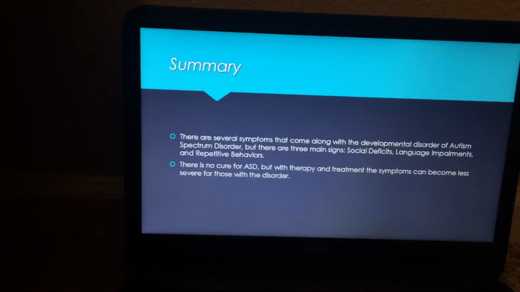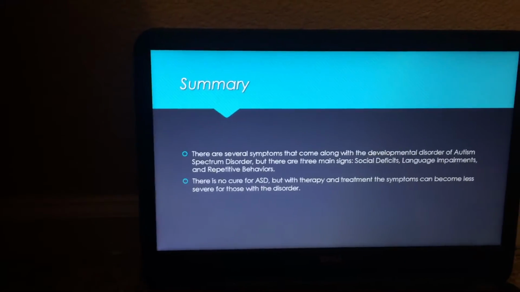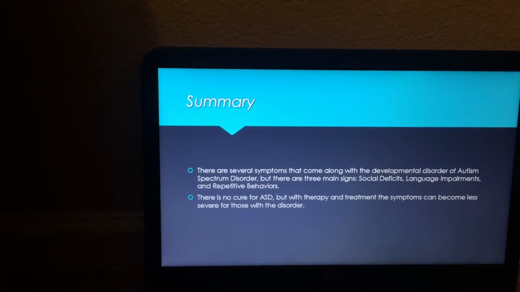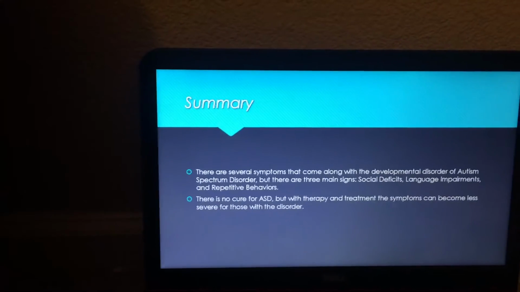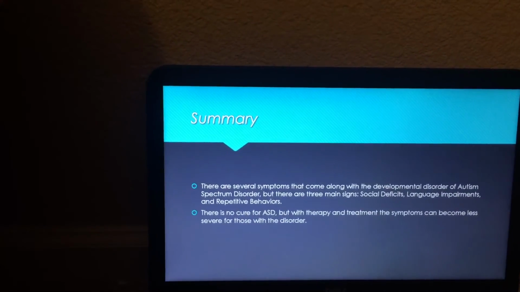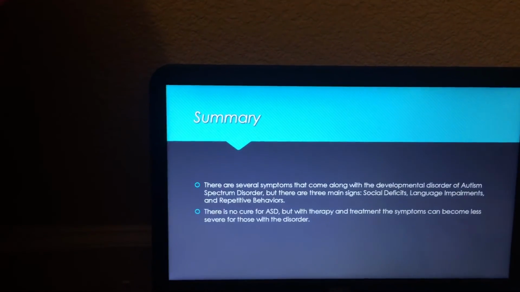So, in summary of what we have learned today, there are several symptoms that come along with the developmental disorder of autism, but there are 3 main signs for it: social deficits, language impairments, and repetitive behaviors. There is no cure for ASD, but with therapy and treatment, the symptoms can become less severe for those with the disorder.